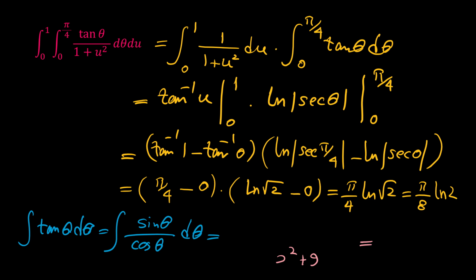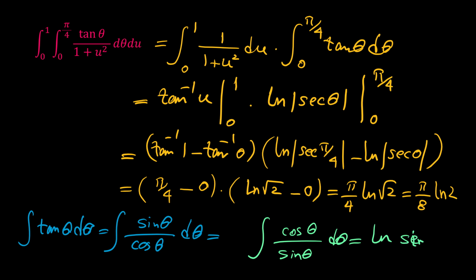Let me show you another example. What is the integral of cosine theta over sine theta? The answer is ln of the denominator, ln of sine of theta, because the derivative of the denominator is exactly in the numerator.